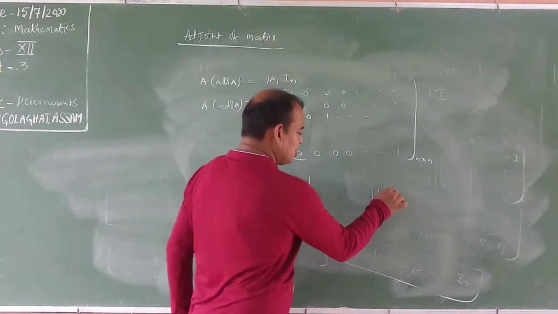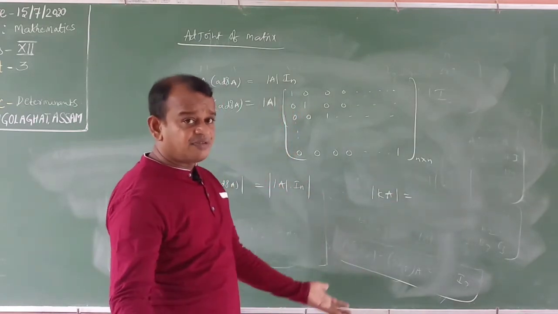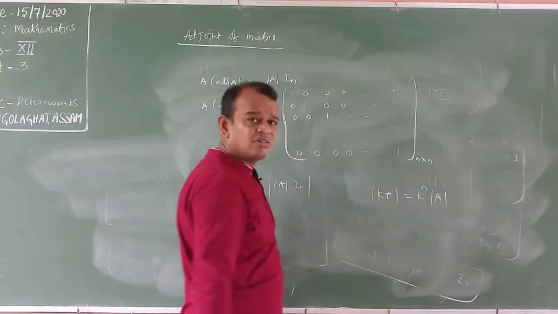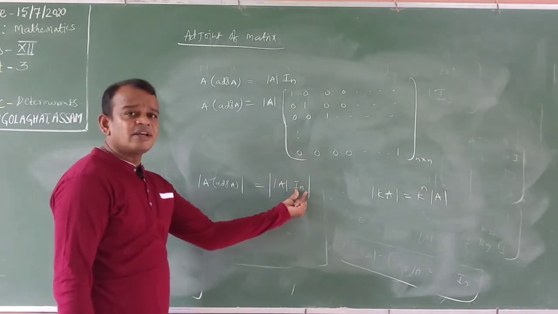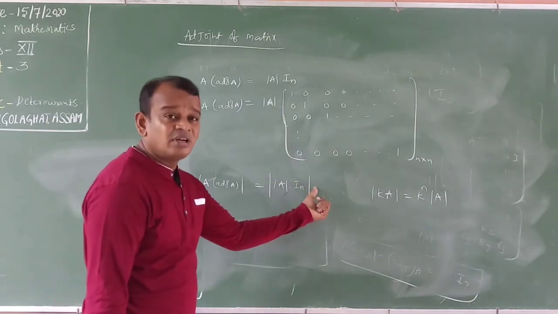What is the formula for the determinant of kA? A is a matrix of order n by n. The determinant of kA is k power n into det A. The same applies here: this is also k, but the identity matrix has order n by n. So we get det A power n into the determinant of I_n.